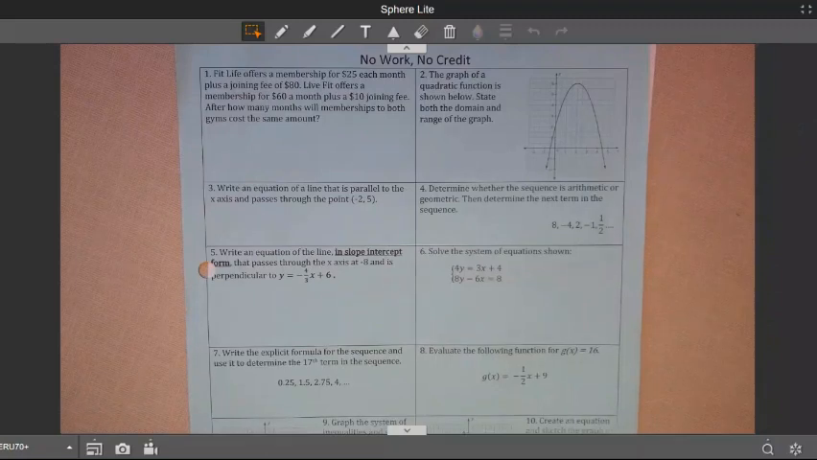Fit Life offers a membership for $25 each month plus a joining fee of $80. Live Fit offers a membership of $60 per month plus a $10 joining fee. After how many months will memberships to both gyms cost the same amount?